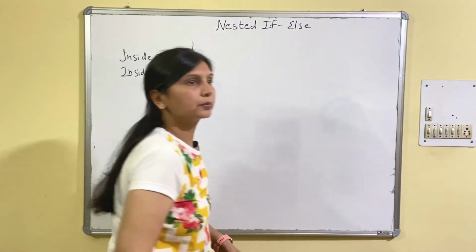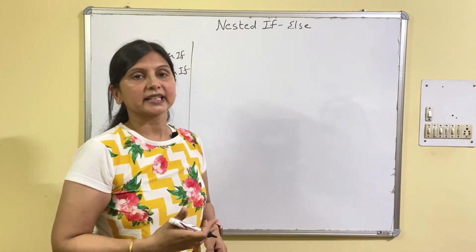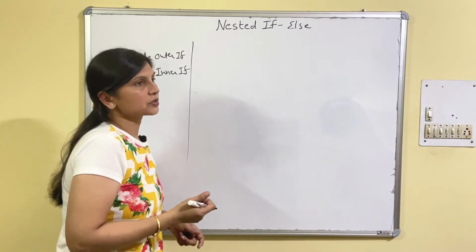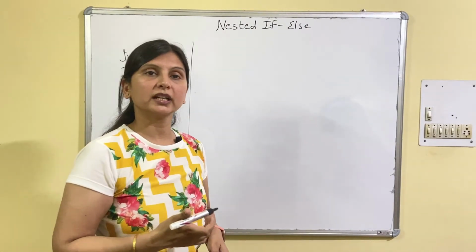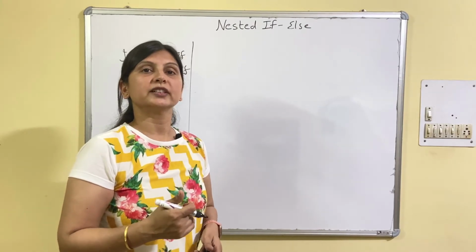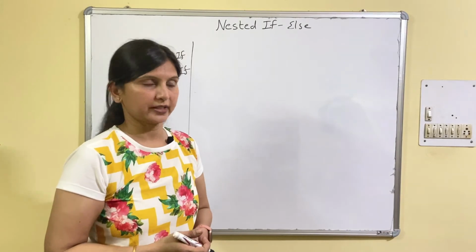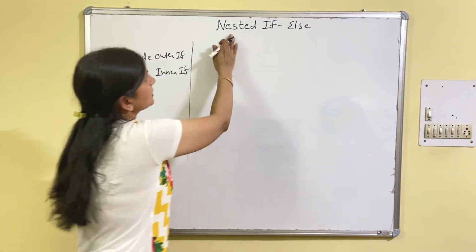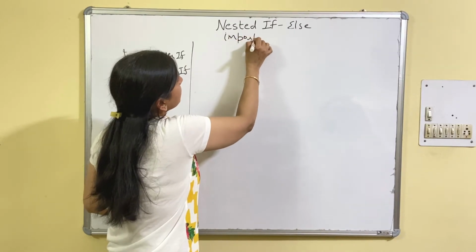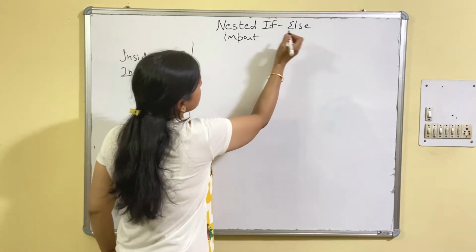So let's make a program to display the greatest number among 3 numbers. First we will input the 3 numbers by using scanner class. Then we will display the greatest number by using nested if else. So first, to use scanner class, what should we do? We will import the scanner class.